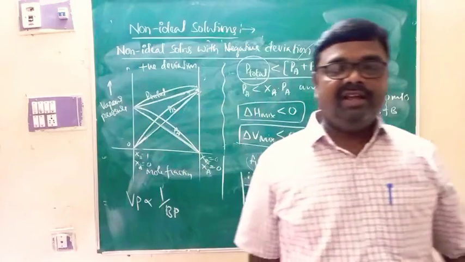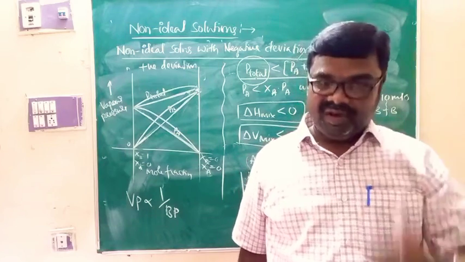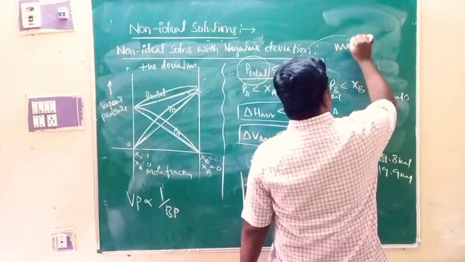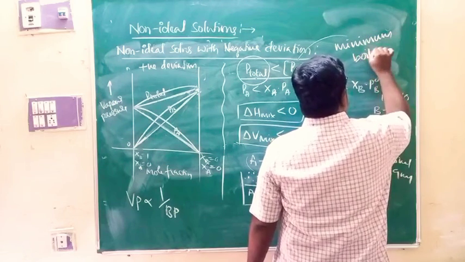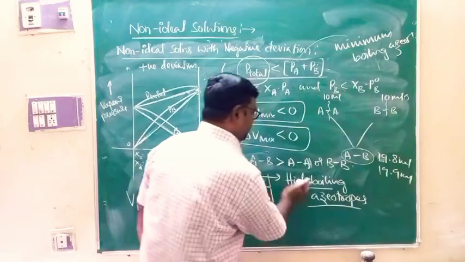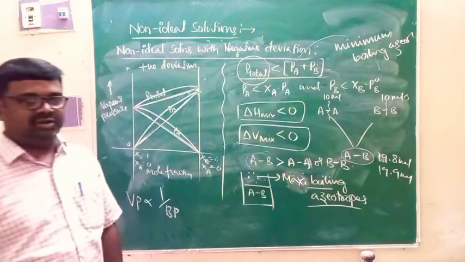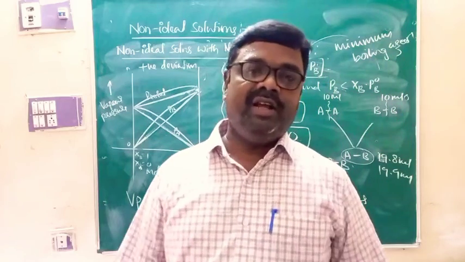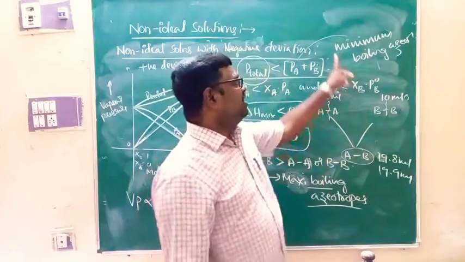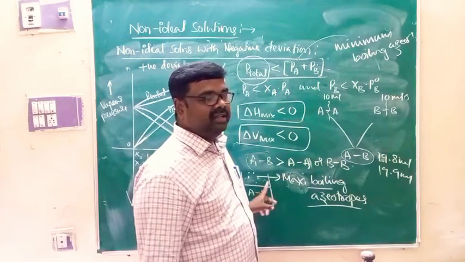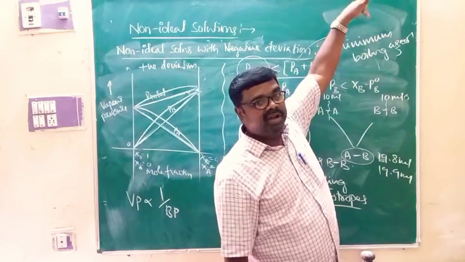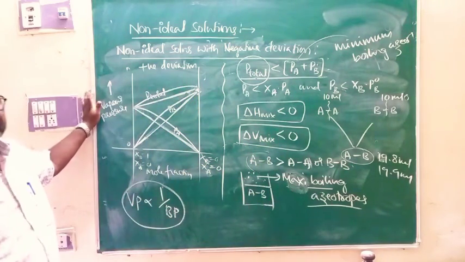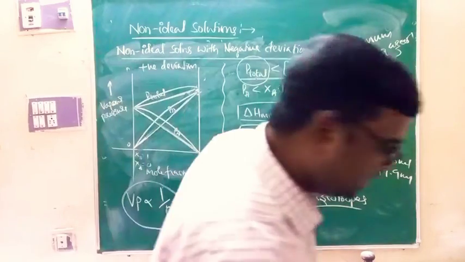Non-ideal solution with positive deviation, only vapor pressure increases. Then boiling point decreases. Hence non-ideal solutions with positive deviations will form minimum boiling azeotropes. Here, negative deviation gives maximum boiling azeotropes. Positive deviation gives minimum boiling azeotropes. Because in positive deviation, vapor pressure increases, boiling point decreases. Here vapor pressure decreases, boiling point increases. Isn't it? And of course, boiling point is inversely proportional to vapor pressure. So this is what we call non-ideal solutions with negative deviation.